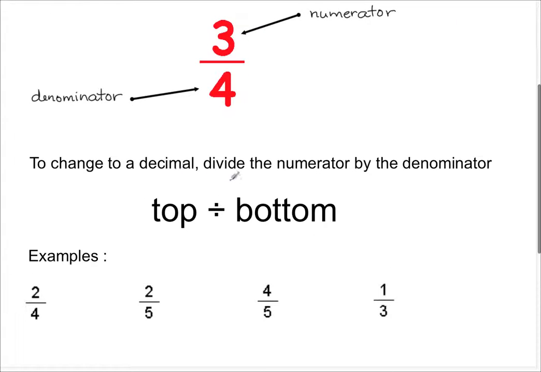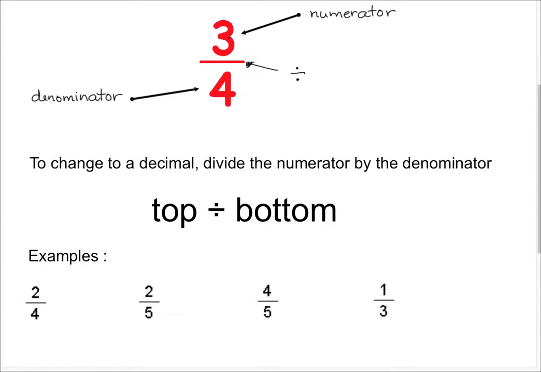Now, to change a fraction to a decimal, all you really do is take the top and divide it by the bottom. That's it. Up and down. You go from the top to the bottom. Top divided by bottom. This little line here, that's another way of writing a division symbol. And when you type it into a calculator, you're going to take the top number first, hit the divided by button, and then the bottom.